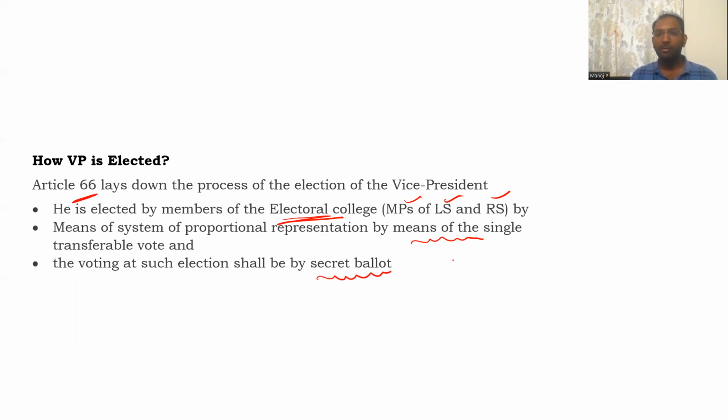Now, I want you to comment in the comment section. Open ballot system is followed in which selection? Whether in India, for any election, we will follow this open ballot system. If so, in which election?